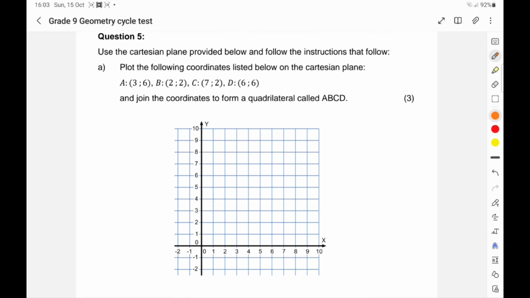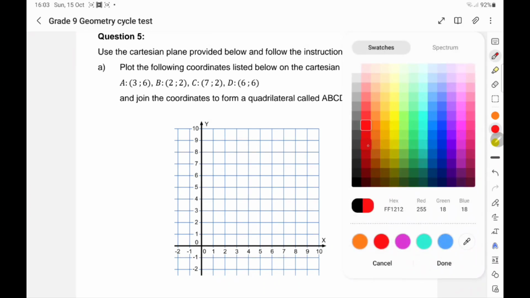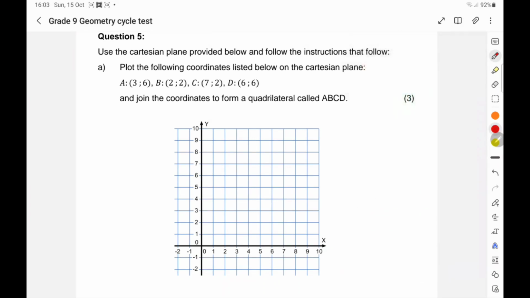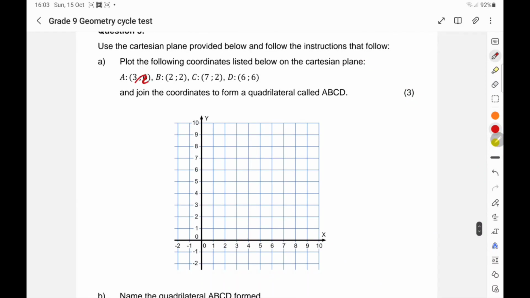Okay, then a bit of a different one. So use the Cartesian plane provided below and follow the instructions that follow. Plot the following coordinates listed below on the Cartesian plane. And can you believe some students still struggle with plotting? Come on, people. So the X value is 3, the Y value is 6. So 3, I'm not going to make a cross there. Lots of you do this, 3, 6. Okay, please, please, please. It's where the 3 and the 6 come together.